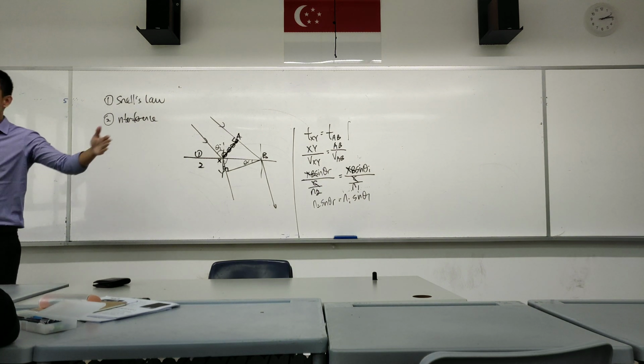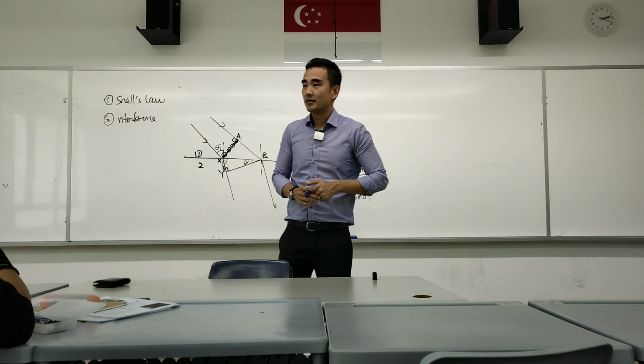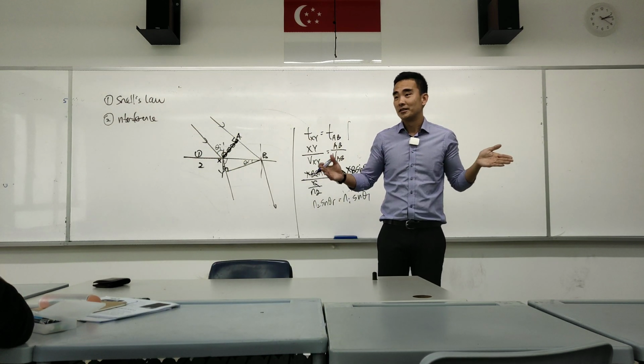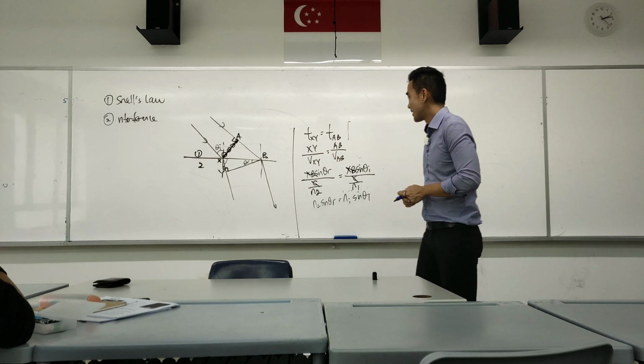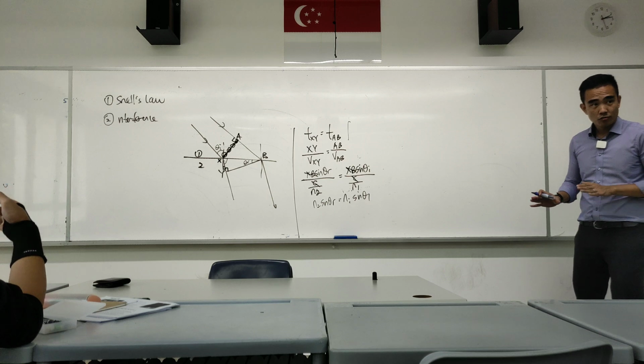Length contraction is only when I take a meter rule and then I move relative to you, then you observe that the length changes. And that speed that I move at is not the speed of light. Yeah, Ken? Cool. Okay with this?